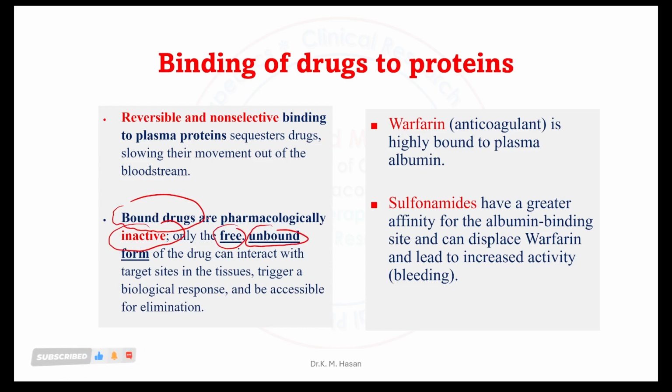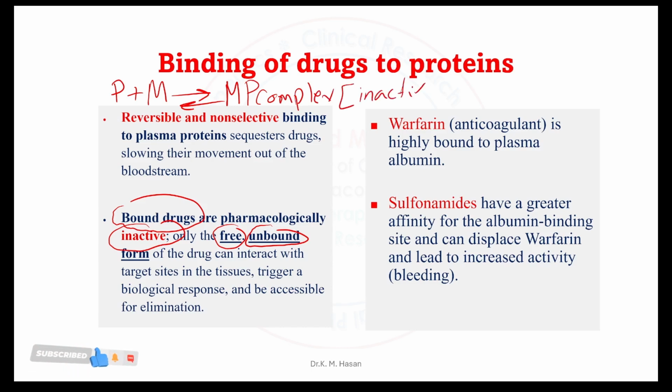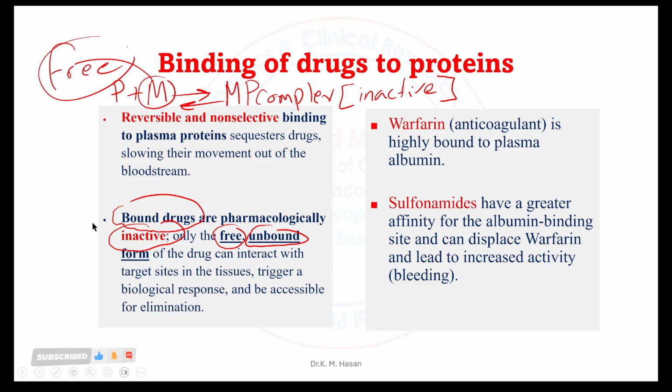So we have protein, and we have medication, and then we have the reversible equation: medication plus protein forms a complex, and this complex is considered inactive. The medication here is free, and it is able to move freely through the tissues and exert its effect. So the bound drug is pharmacologically inactive, while the free unbound medication is active, and it interacts with the target site tissues and triggers a biological response.